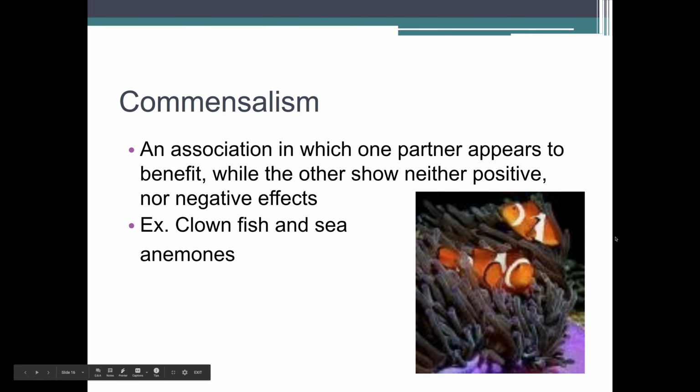Commensalism is an association in which one partner appears to benefit while the other shows neither a positive nor negative effect. For example, the clownfish and the sea anemone. The clownfish uses it for safety, and the sea anemone really doesn't benefit.